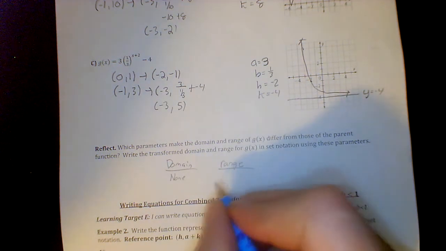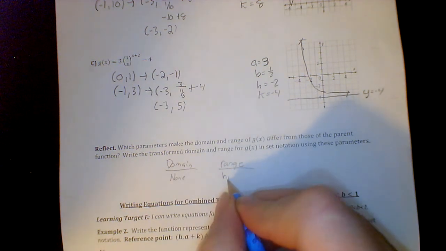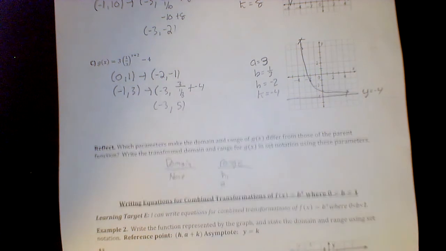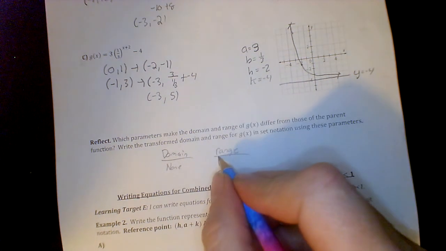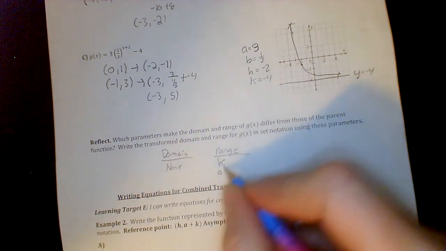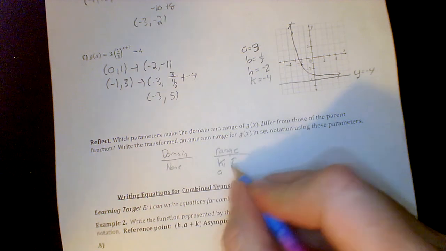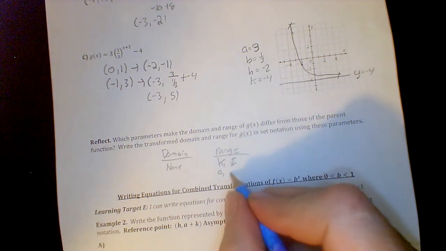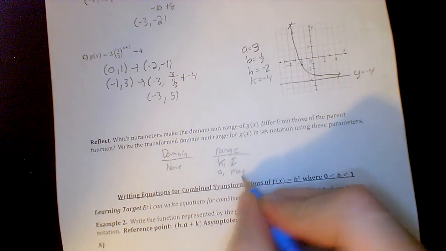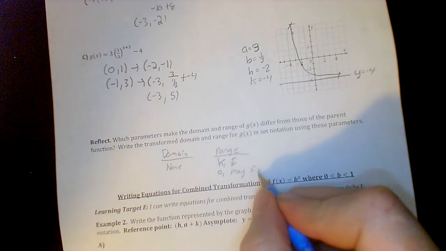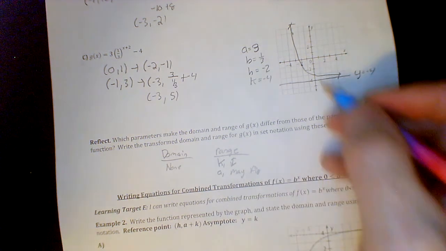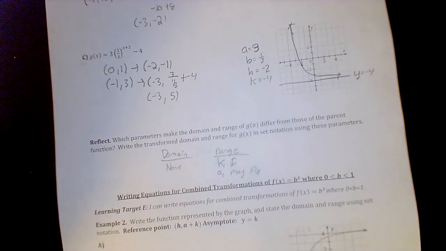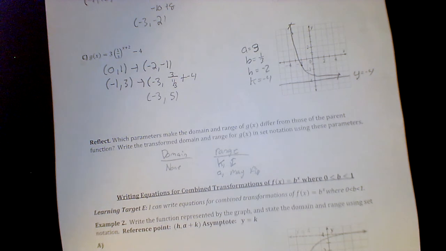The range, though, the range can be changed by both H and A. Right? Oh, take that back. K and A, because K moves us up and down. And A can flip us, right? It may flip us. And flipping something is going to change the range from going up to infinity to going down to infinity. And that's it. Alright.